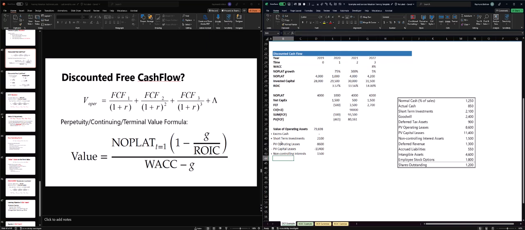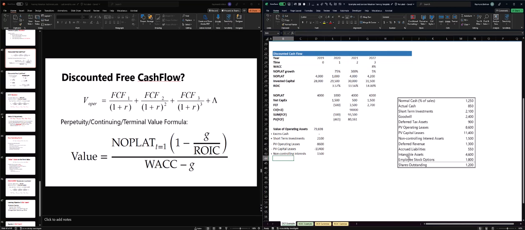Deferred revenue. Well, deferred revenue is used to calculate IC, right? Because this is part of your liability. So we're not going to include that below the line, but you need to include it in the calculation of IC. Accrued liability is the same thing. That's part of your operating, right? So it should be included in IC, but not included below the line.